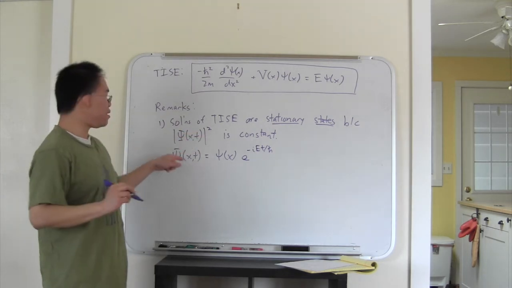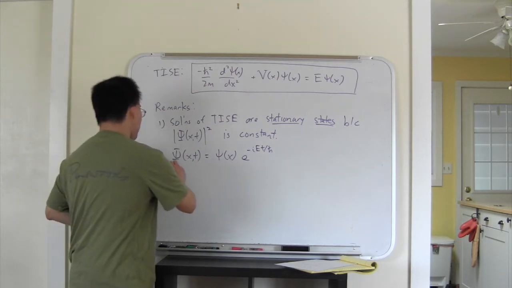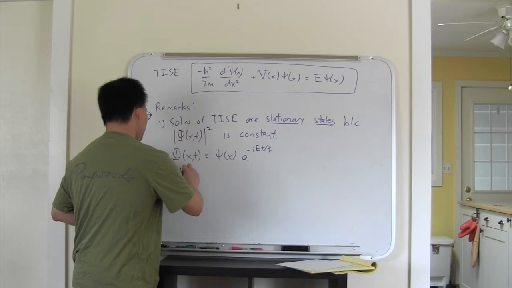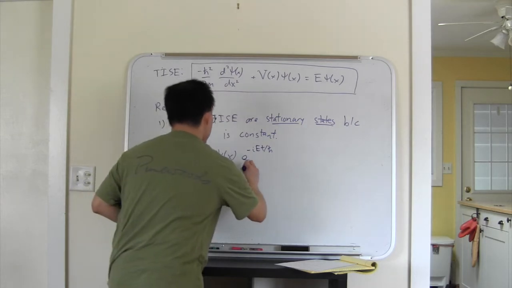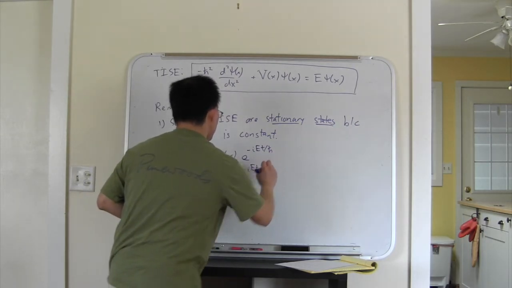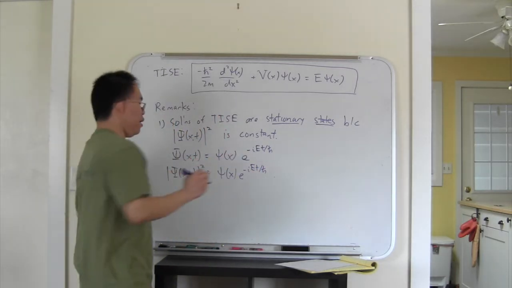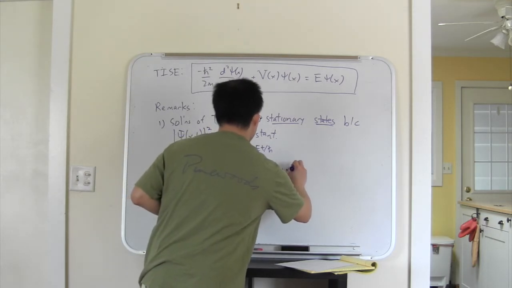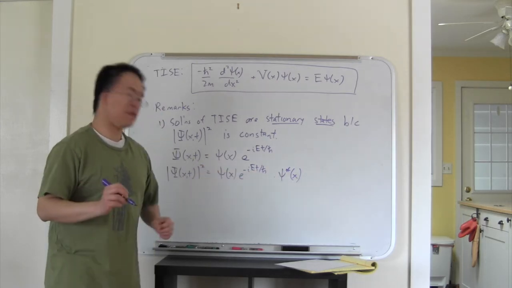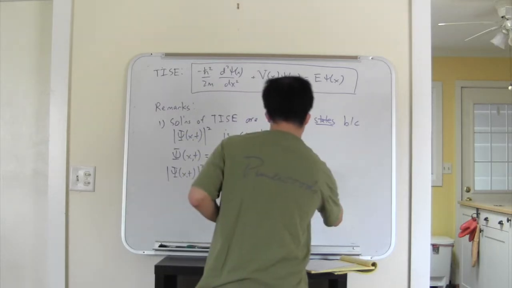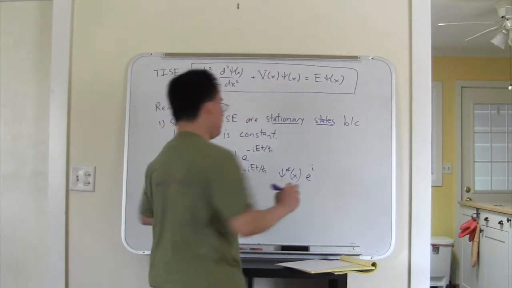Well, that means our probability density just comes from taking this and multiplying by its complex conjugate. So psi of x, t squared is going to be the wave function times its complex conjugate. If I complex conjugate the entire thing, I'm going to have psi star of x, because in general the spatial part of the wave function can still be complex. And then the phase factor is going to go to e to the i E t over h bar.